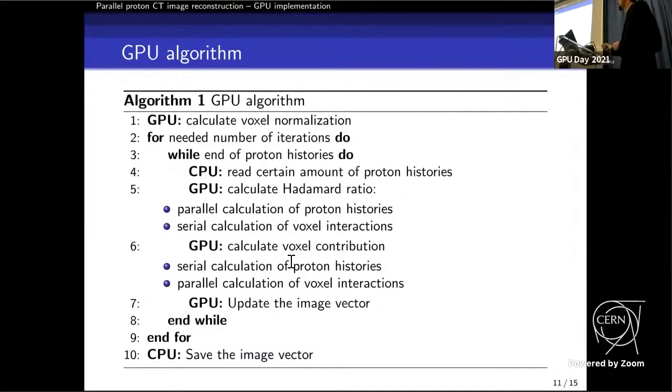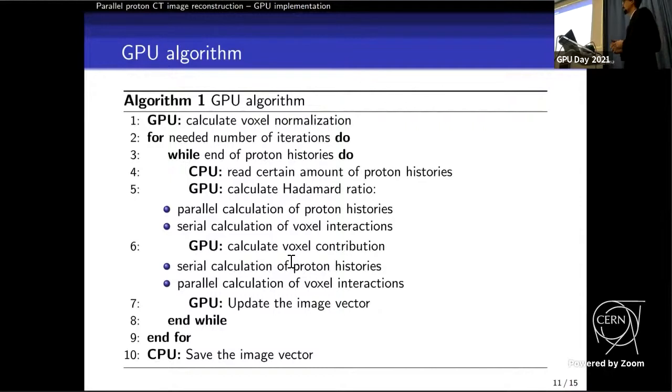And as a second step, we update the ratio vector of the voxels, but we do it with a different parallelism. We read the Hadamard ratios serially and update the ratio vector of voxels, so we update the ratio vector itself in parallel. And why do we do this? Why don't we evaluate each proton history in parallel here as well?